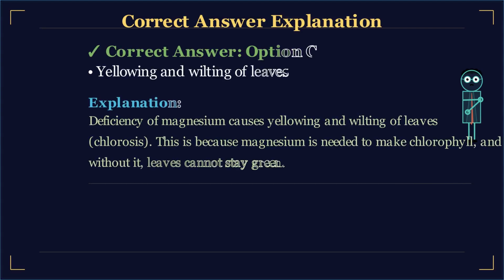Here's the explanation for the correct answer. Deficiency of magnesium causes yellowing and wilting of leaves, chlorosis. This is because magnesium is needed to make chlorophyll, and without it, leaves cannot stay green.